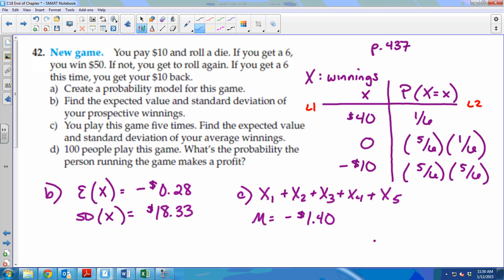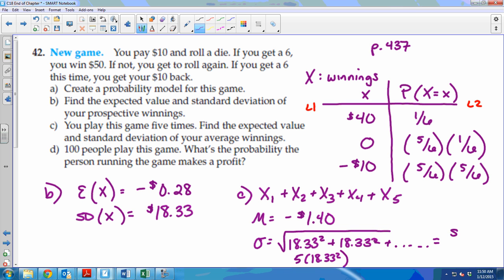Now, what about the standard deviation? You have to add variances and take the square root, right? Oh, yeah. So it would be 18.33 squared, and you would add them together, or you could just multiply by 5. And you take the square root at the end. So you should get $40.99. Yes?